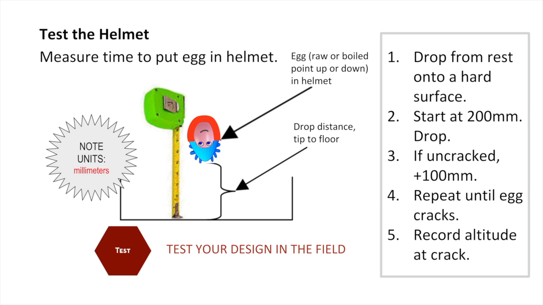So step 1, drop the egg in its helmet from rest onto a hard surface. I want you to start at 200 millimeters. That was about the maximum altitude that the eggs were able to sustain when they were not protected with a helmet. So drop from there, and if the egg is uncracked, add 100 millimeters and repeat, drop again. Keep dropping until the egg cracks, and at that point, record the altitude at the crack. If the helmet cracks, you can go ahead and test again, because if the egg remains intact, then it did its job.